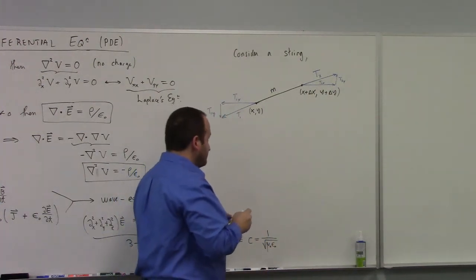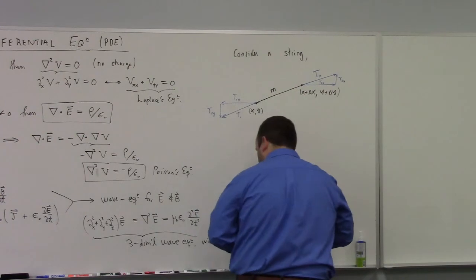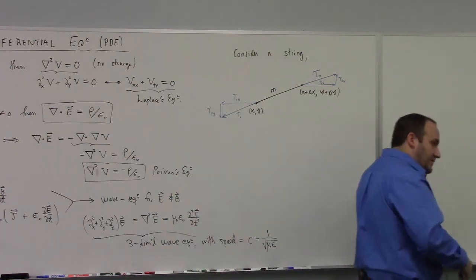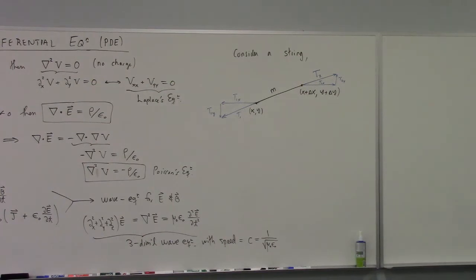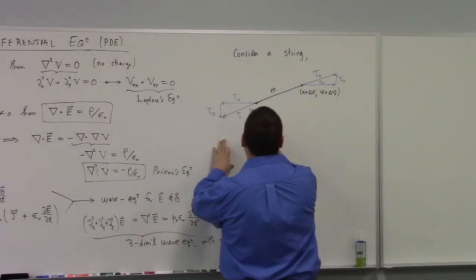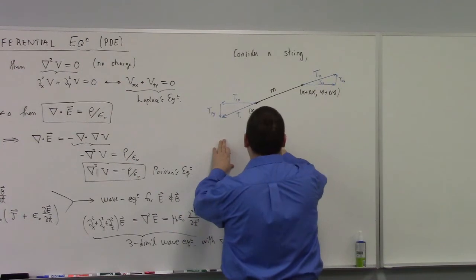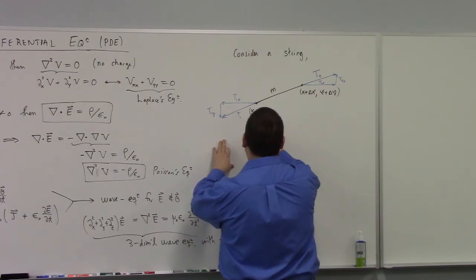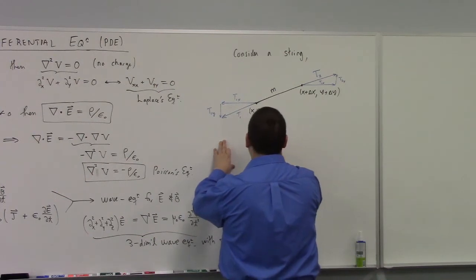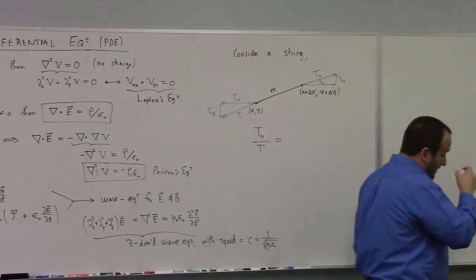So what's the geometry here? The ratio of T1y divided by T. Let's see, what is that?